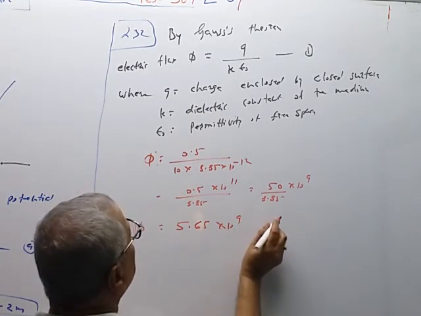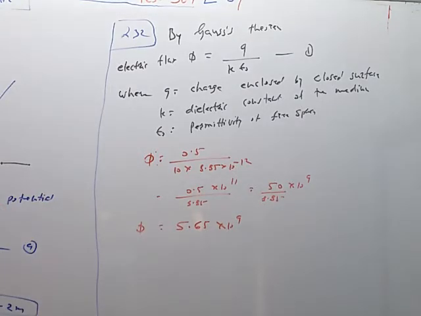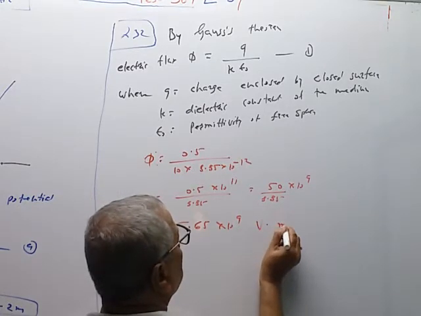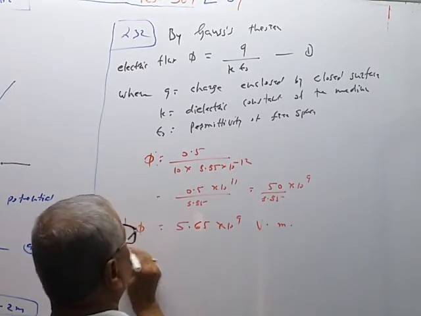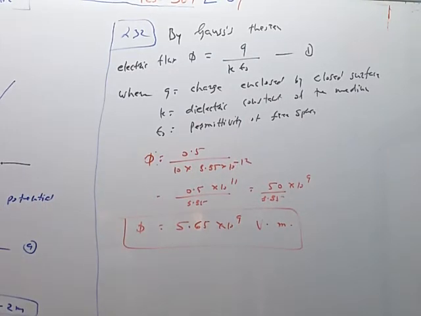So phi is equal to, this is the electric flux and it is in volt into meter. The unit is not given, but phi is equal to E dot ds. So it is volt into meter. So the correct choice is A.